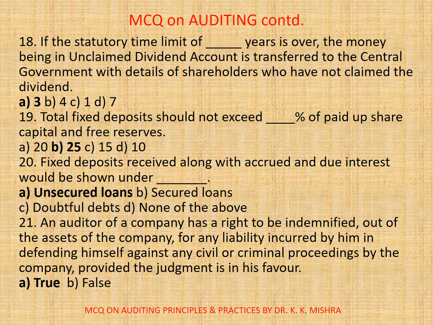Question number 20. Fixed deposits received along with accrued and due interest would be shown under dash. Correct option is A. Unsecured loans. 21. An auditor of a company has a right to be indemnified out of the assets of the company for any liability incurred by him in defending himself against any civil or criminal proceedings by the company, provided the judgment is in his favor. Correct option is A.